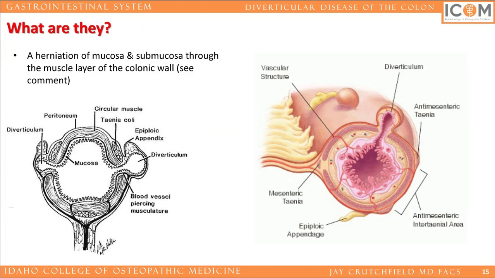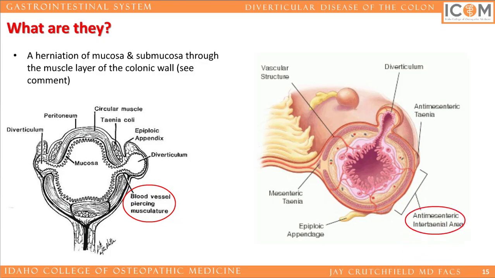So again, what exactly are diverticuli? Well, we learned in the previous slide they're herniations of the mucosa and the submucosa through the muscle layers of the colonic wall. In fact, we can see they clearly occur adjacent to the tinea and most commonly between the antimesenteric tinea. In fact, our reference states, diverticuli are small outpouchings of the colon that occur in rows at sites of vascular penetration between the single mesenteric tinea and one of the antimesenteric tinea.